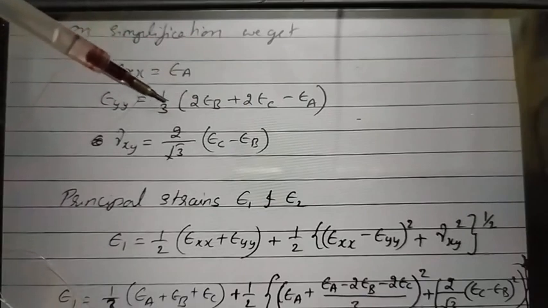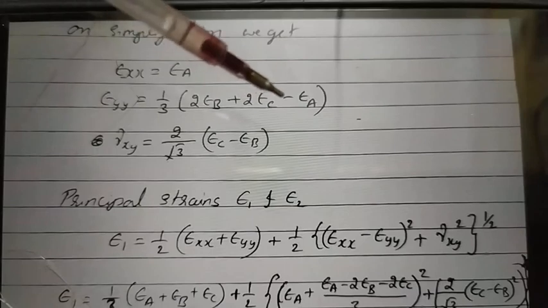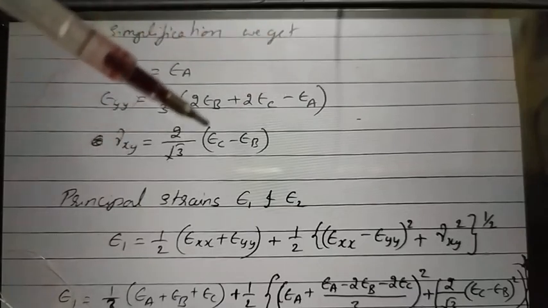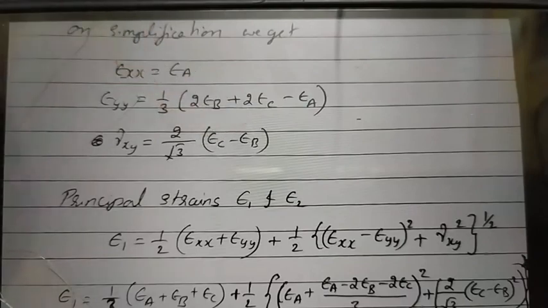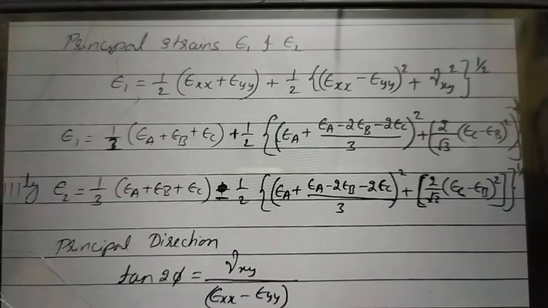Okay, epsilon y is equal to 1 by 3 (2 epsilon b plus 2 epsilon c minus epsilon a). Similarly, gamma xy is equal to 2 by root 3 (epsilon c minus epsilon b). Okay, like that you have got the three values. Now similarly as in the earlier stage, we have to determine the principal strains epsilon 1 and epsilon 2.